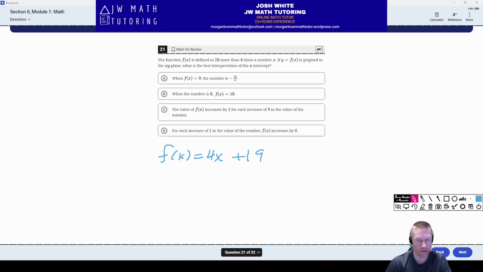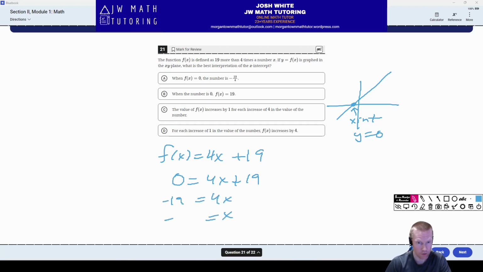So the x-intercept, that is the point on a graph where the line intersects the x-axis. In other words, where the y value, the y coordinate, is equal to 0. So if you plug this 0 in for f of x or for y and you solve this, you get x equals negative 19 fourths. So the x-intercept for this particular function is negative 19 over 4.